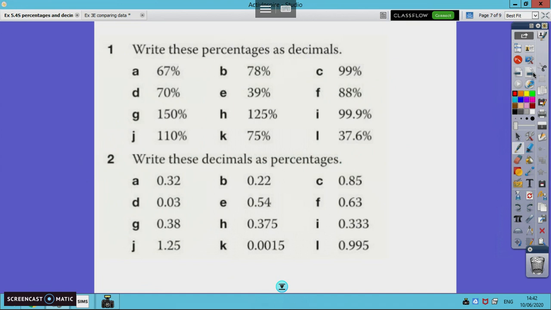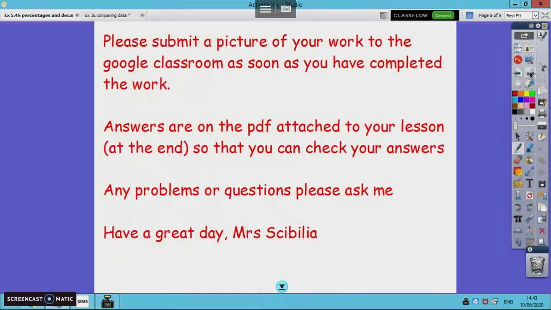So here are the questions I'd like you to do. They're from the textbook that you would have in class. All right, so you've got questions 1 and 2 to do. So question 1 is percentage to decimals, and then 2 is decimals to percentages. All right, so make sure you're doing the right thing. Remember, for percentage to decimals, you divide by 100, which is what we were just doing, and then for decimals to percentages, you times by 100. Okay, so there are answers on the PDF for that, so you can check your answers as soon as you've finished those questions.